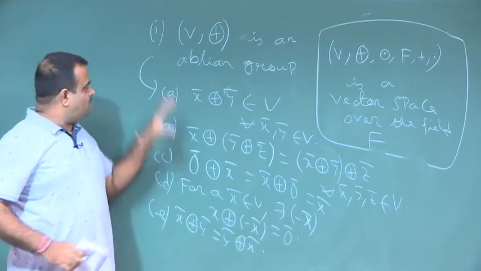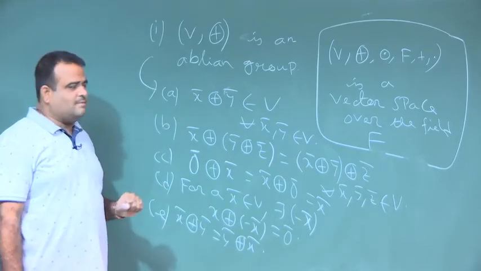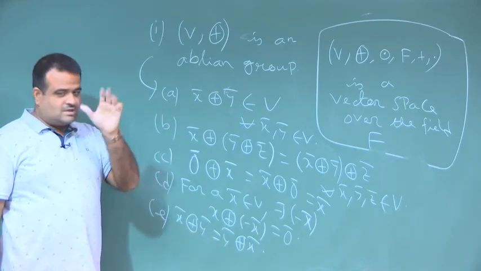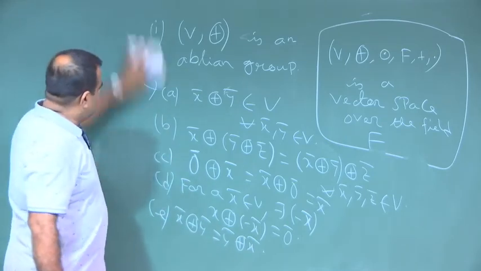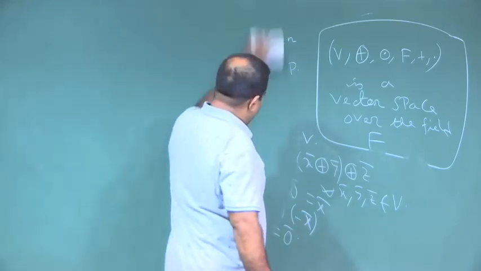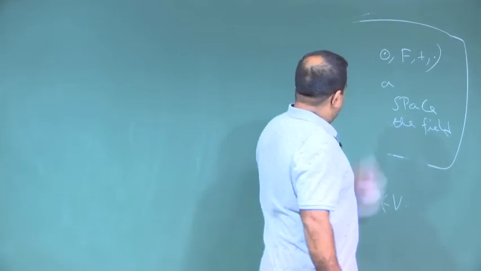So, if these 3, 4, 5 properties are satisfied, then this is an abelian group. So, this has to be an abelian group, along with that we must have the properties on the scalar multiplication. Now, we will take some examples of a vector space.